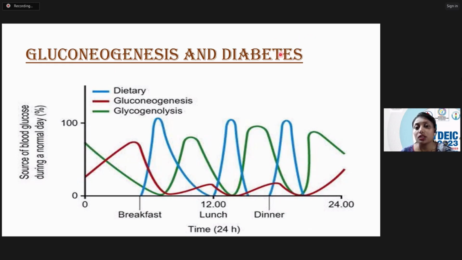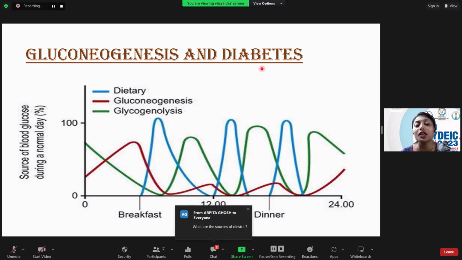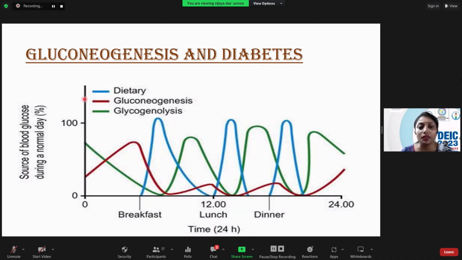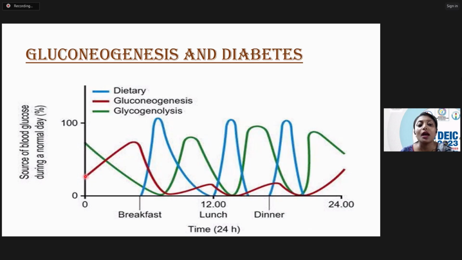A diabetic patient is mostly in a state of starvation. Why I'm saying so is because during diabetes, like we know, the glucose fails to enter the cell. As a result, the body can easily go into the stage of gluconeogenesis. It is mostly observed that gluconeogenesis happens before the breakfast hour or in the early morning hour. The same spike can also be seen before the major meals, like before lunch or dinner.